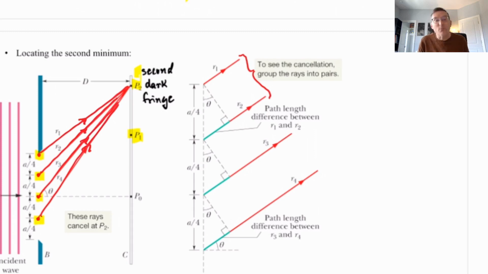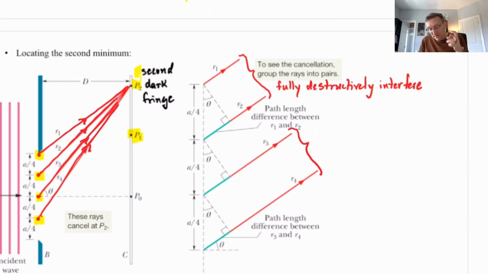The top 2 rays, R1 and R2, you require that the waves corresponding to those 2 rays must fully destructively interfere. And then you also require the waves from the bottom 2 rays, R3 and R4, to fully destructively interfere. I'll abbreviate. So then again, I will have darkness at point P2.